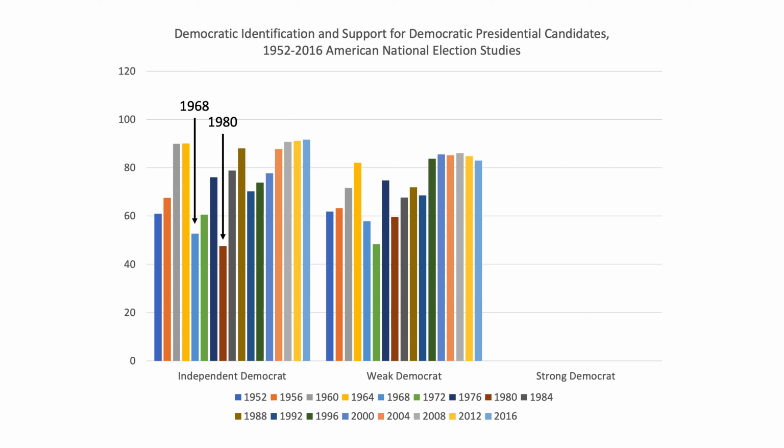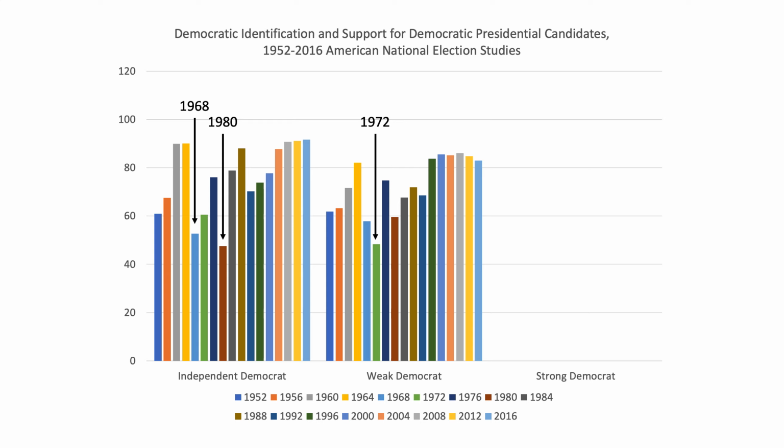Among the weak Democrats, again, you'll see variations playing themselves out. One of the most notable ones was 1972 among weak Democrats. That was Richard Nixon, a Republican, running for re-election against the Democrat George McGovern. McGovern was highly unpopular. Richard Nixon was fairly popular, but McGovern was not as popular among Democrats. And we see this with less than 50% support among weak Democrats.